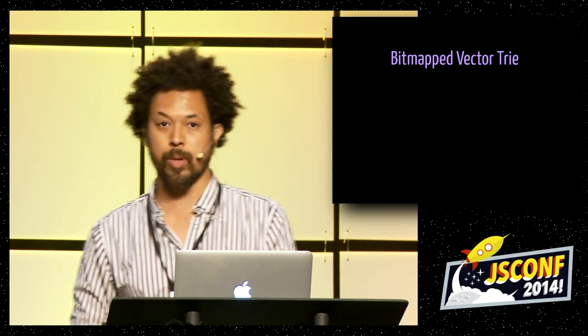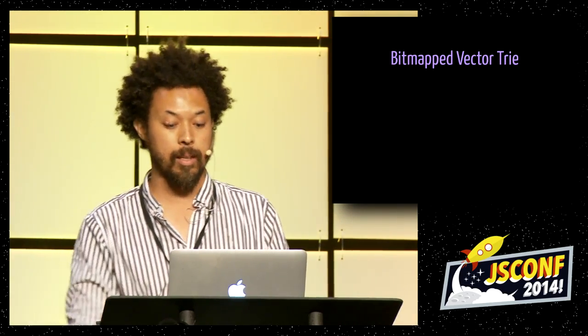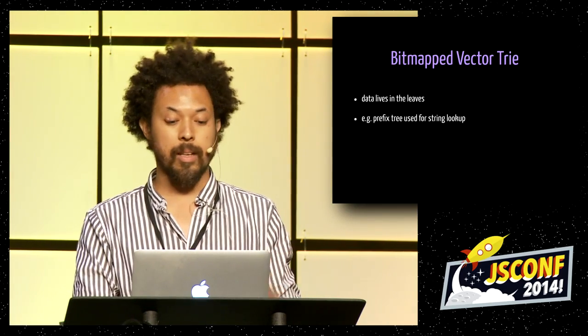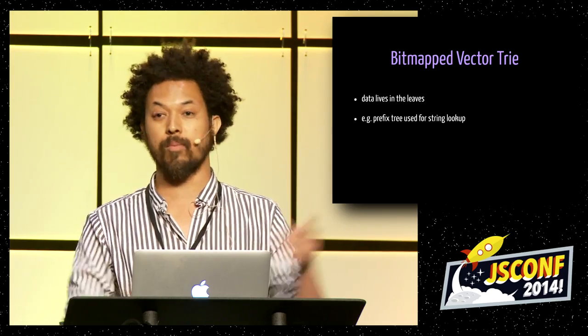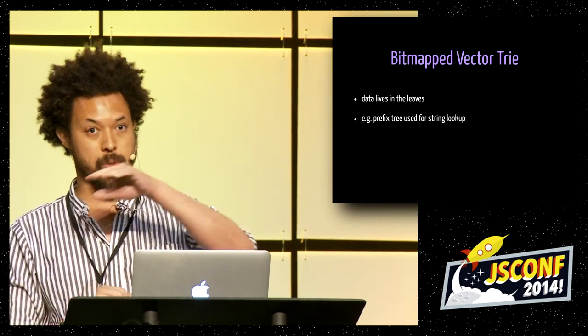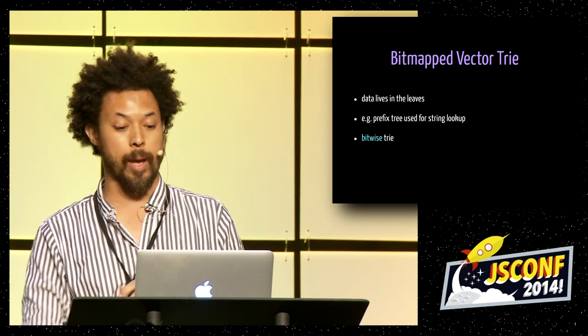the bitmapped vector trie. So I know that everybody here knows what an array is. So a bitmapped vector trie is like an array. It's high-performance random access, and you can append to the end quickly as well. So the way that they work is data lives in the leaves. It's a prefix tree. Remember, Licklider was talking about this in 1960. It's a prefix tree to find a particular value, and it's done in a bitwise way.